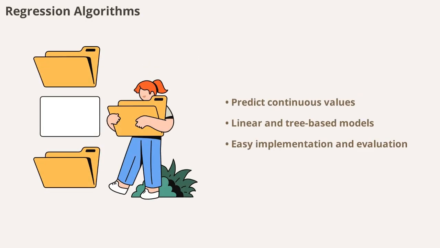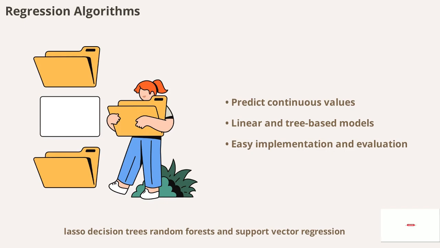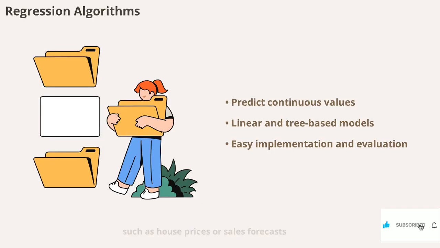For regression tasks, Scikit-learn provides linear regression, ridge, lasso, decision trees, random forests, and support vector regression. These models are great for predicting continuous values, such as house prices or sales forecasts. Linear models are often used as baselines, while tree-based and support vector methods can capture more complex relationships. Scikit-learn makes it simple to implement and evaluate these algorithms.